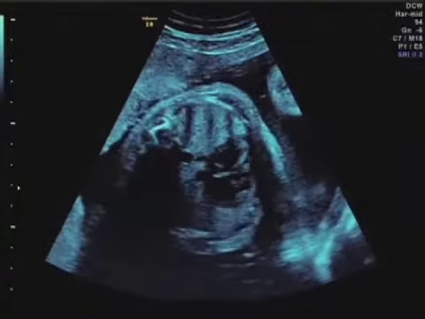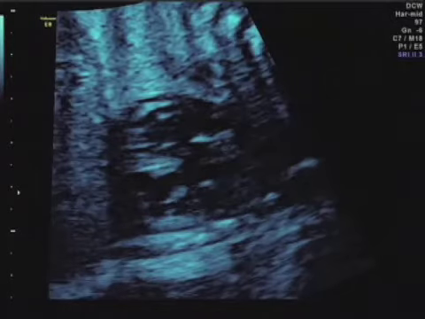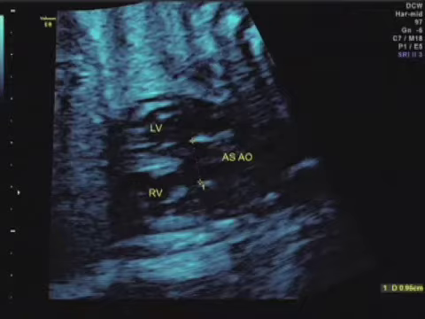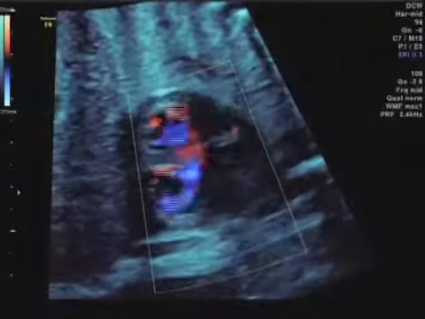You can see that there is a left-sided descending aorta. And there's a relatively normal four-chamber view, except that the angle is over towards the left, like 90 degrees. Here we see a large overriding aorta, and both ventricles pumping into that aorta.